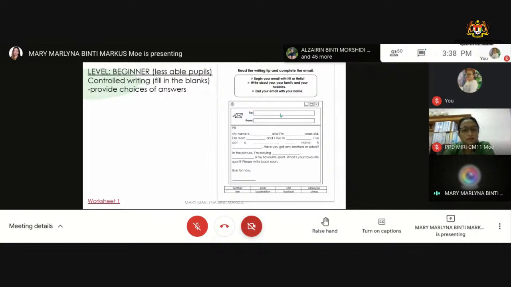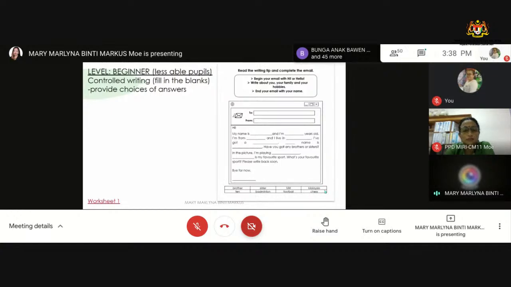Okay, for this one, you say the to, from. It's almost the same as the guided, the intermediate level, but the difference is we provide choices of answers for them. So let's say my name is John, and I'm 10 years old, so they can choose here. So I'm from, so we know that definitely they are from Miri and live in Malaysia. We just give them choices of answers.